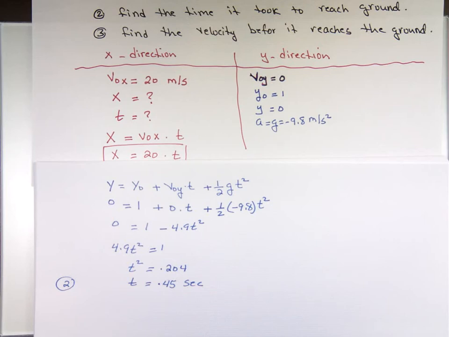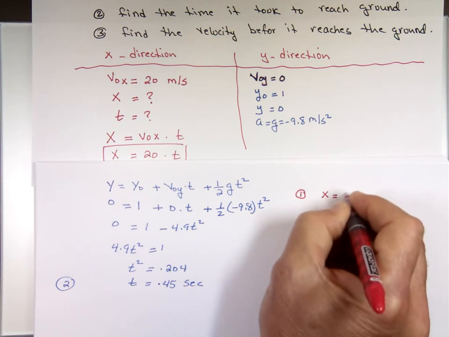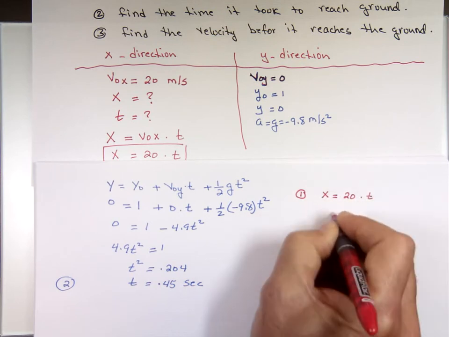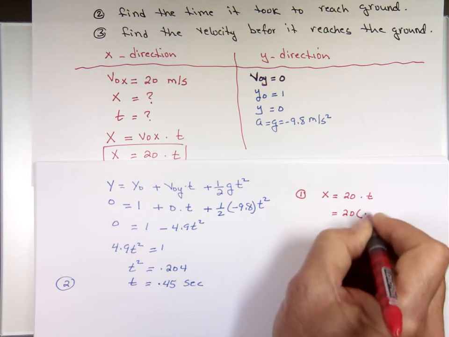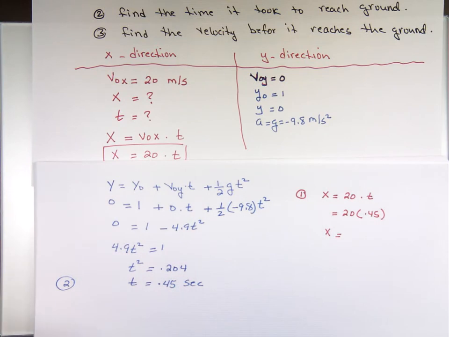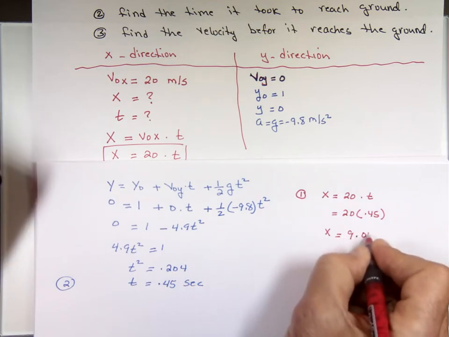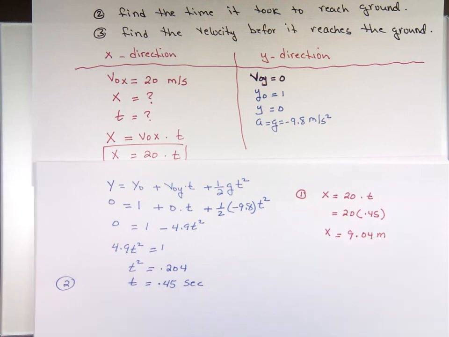If I have the answer to question 2, can I answer question 1? Yes. Just substitute t for x equals what? 20 times t. 20 times 0.45. It's 9 roughly. 9.04 meters. That's the answer to question 1. I got 20 times 0.45 is just 9.